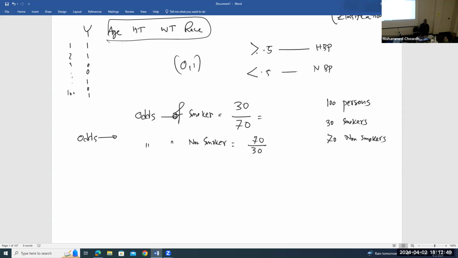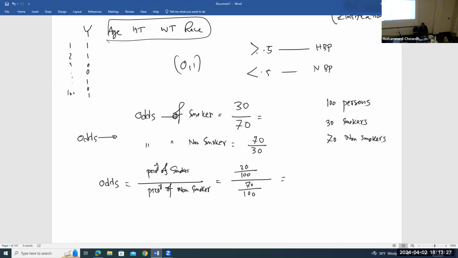Odds can be explained in terms of probability. How? Probability of smoker divided by probability of non-smoker. Okay? So probability of smoker equal to what? 30 over 100. Probability of non-smoker equal to 70 over 100. Right? Clear? So this could be written as probability of smoker. This could be written as probability of non-smoker.